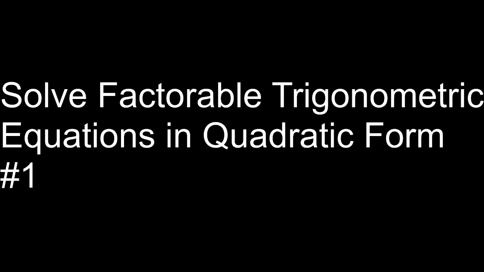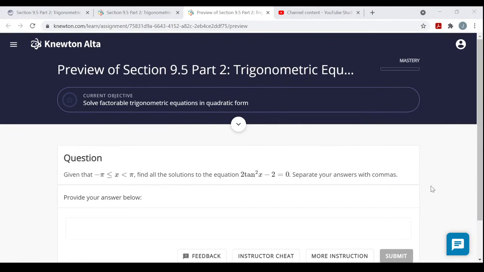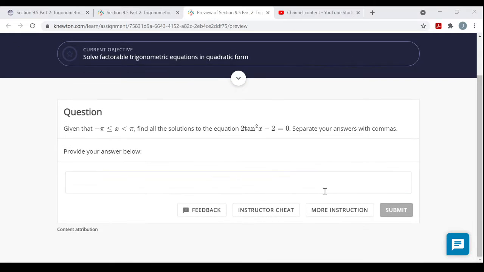This video is on the objective: solve factorable trigonometric equations in quadratic form. All right, let's just take a look at the question. Again, if you want to see what they're saying about this, click on more instruction, look at their videos, their notes, their examples, and hopefully those help you out.